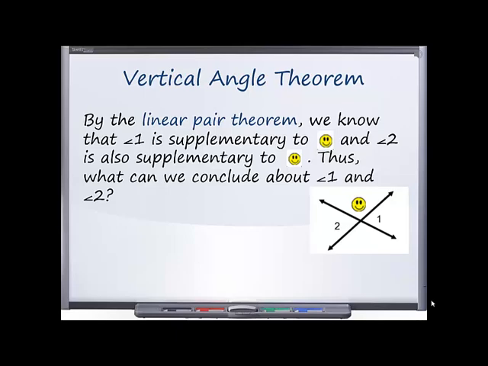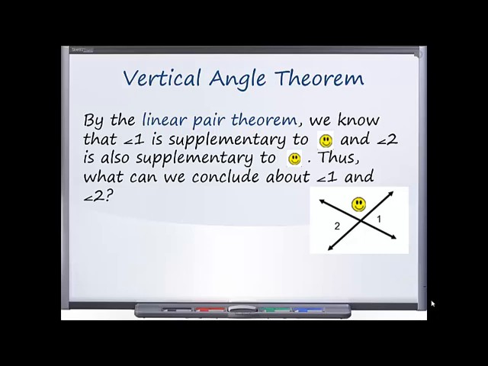Our final theorem for today is the vertical angle theorem. Recall that vertical angles are those angles that are across from each other. So 1 and 2 are vertical angles in this picture. By the linear pair theorem, the one we just proved, we know that 1 and the smiley face angle are supplementary. And we also know that 2 and the smiley face angle are supplementary. So what can we conclude about 1 and 2?